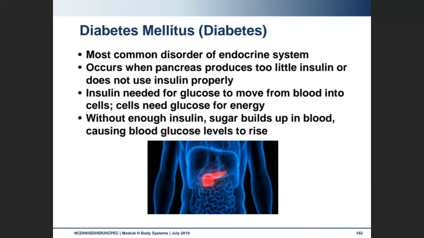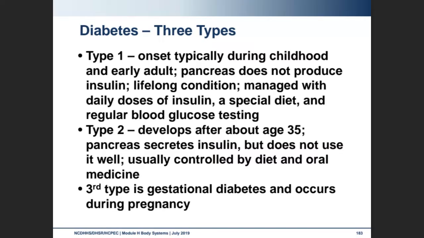So there are 3 types of diabetes, one you might not have thought of. There is type 1. The onset of type 1 is typically during childhood or early adulthood. This is when the pancreas does not produce insulin. Therefore, it's a lifelong condition, and it's managed by taking daily doses of insulin, being on a special diet, and regular blood glucose testing.